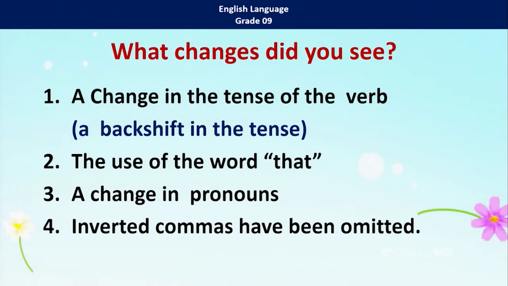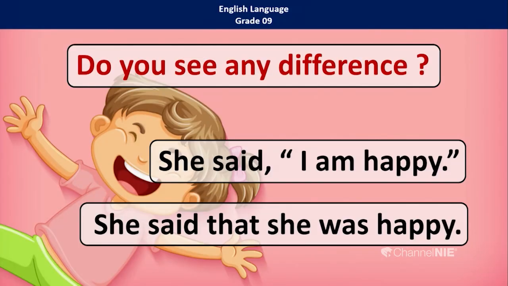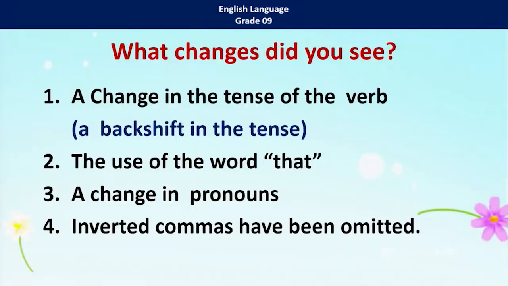Then the third change is a change in pronouns. You know what pronouns are, children, right? I, you, we, he, she, it, right? We, they. Then look at this again. She said that she was happy. Children, who was happy? Ms. Niranji, not I. So you have to change the pronoun I into she. So you know, a change in pronouns is also there when you change a direct speech into indirect speech.